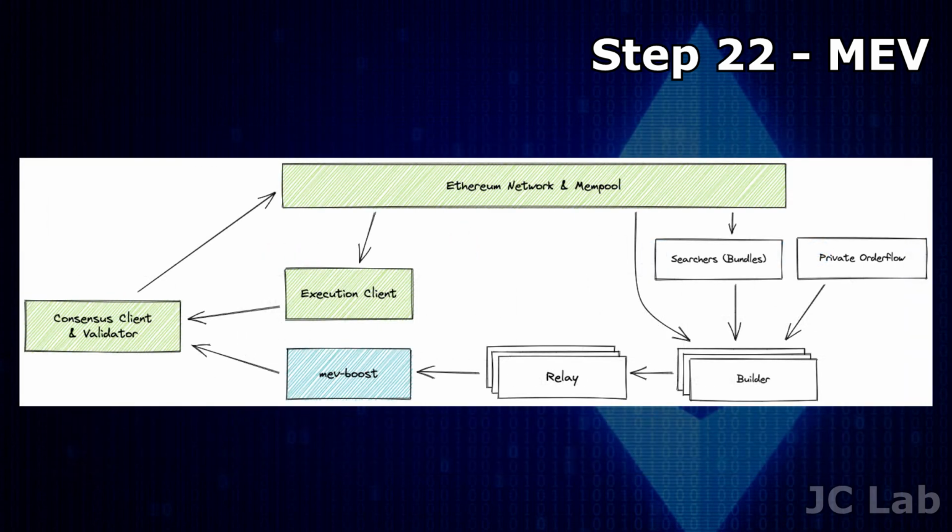MEV Boost is a software that combines multiple MEV providers into a single block builder. It allows you to choose providers based on your preference. It makes MEV more decentralized and gives you a higher profit than using a single provider.